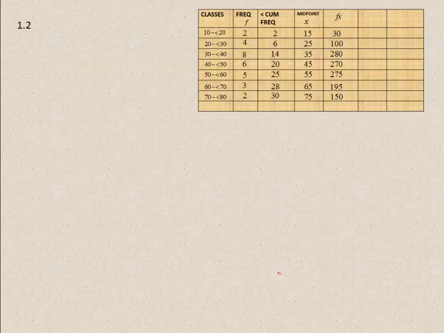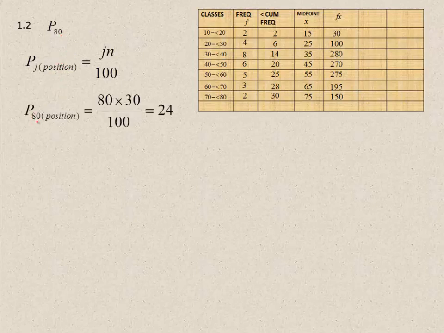The next question spoke about percentiles. The question was to calculate the 80th percentile. Now guys, again, very, very easy. Remember, to calculate the percentile, the first thing that I need to do is to find the position. Where does the 80th percentile lie? The 80th percentile, P80 position, is at where? J is 80, N is 30, over 100, which is equal to 24. So my 80th percentile lies here.